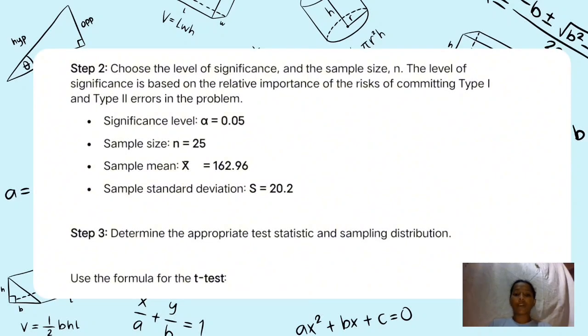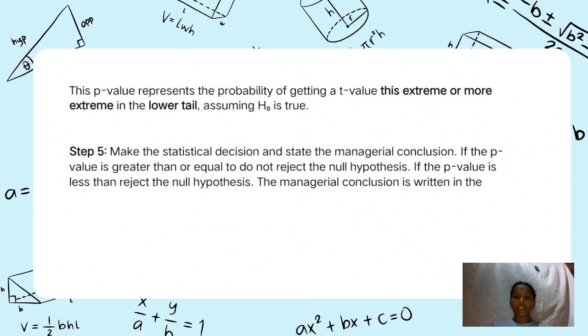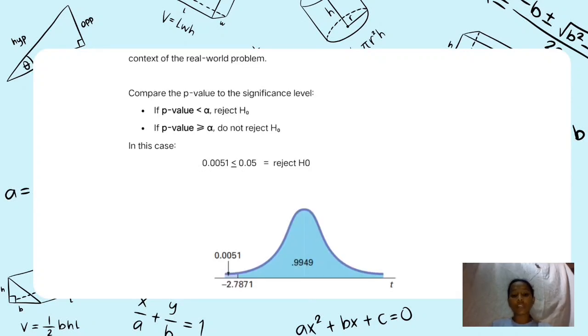Next is step 5. We calculate the test statistic using the sample mean of 162.96 seconds and a sample standard deviation of 20.2. As shown in the equation, the result was negative 2.7871. Next is step 6. Since negative 2.7871 is less than negative 1.7109, we reject the null hypothesis. So there's strong statistical evidence that the new drive-thru process significantly reduces service time.